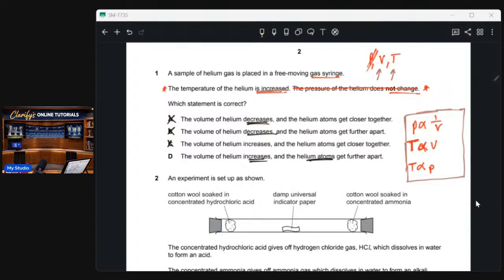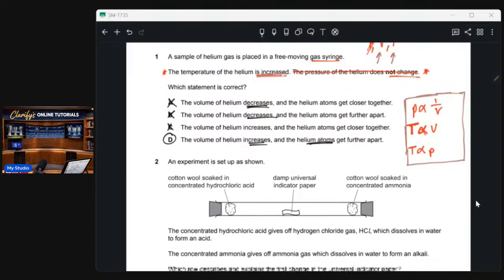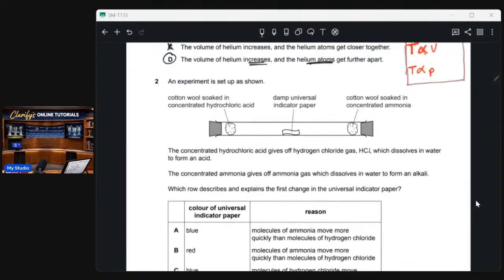Volume is of the container where your helium is, the space being covered by these particles. So here the volume of helium increases. They're covering more space. And the helium atoms get further apart. Yes, they're covering more space. So that is your question, number one, and you move on to number two.